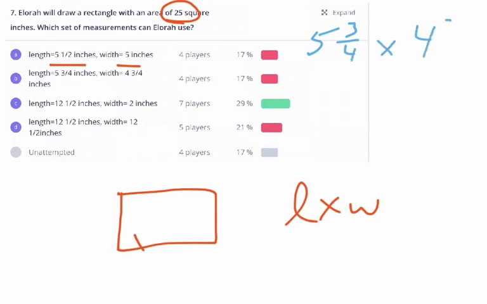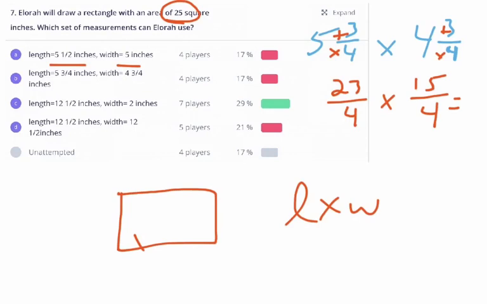times 4 3/4. So anytime you're doing operations with fractions, you need to go ahead and change any mixed numbers to improper fractions before you do whatever operation it's asking you to do. So to change this to an improper fraction, we do 5 times 4 is 20, plus 3 is 23, and the denominator stays the same. Bring down my times sign. 4 times 4 is 16, plus 3 is 19. So it's 15/4. Okay, so now I'm just going to multiply 23 times 15.